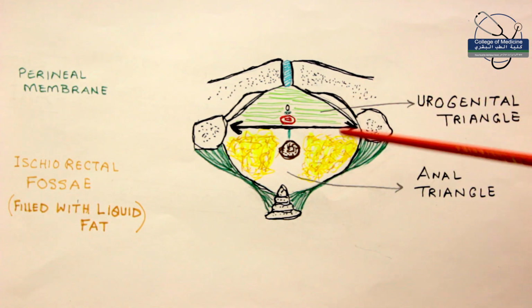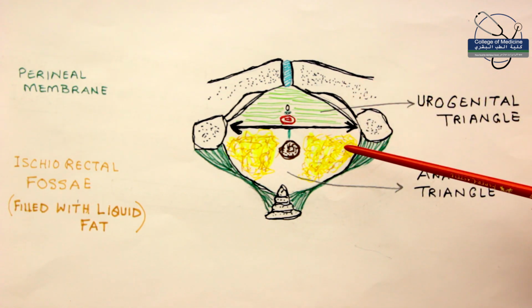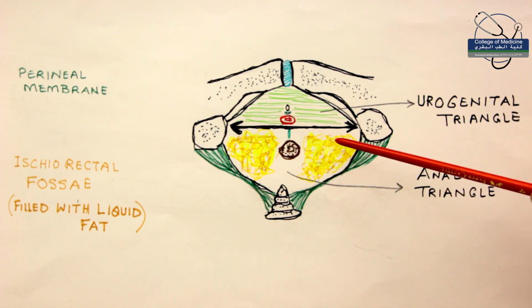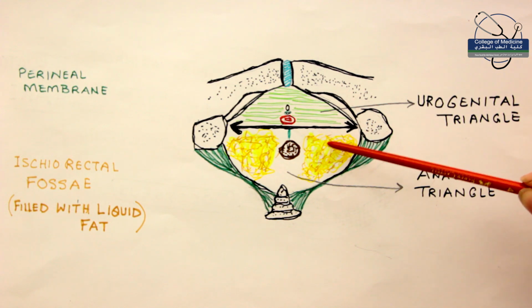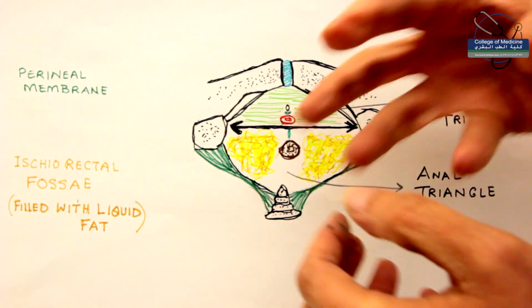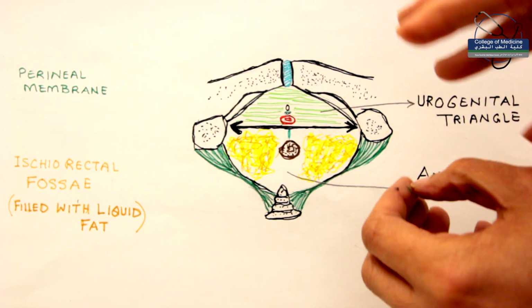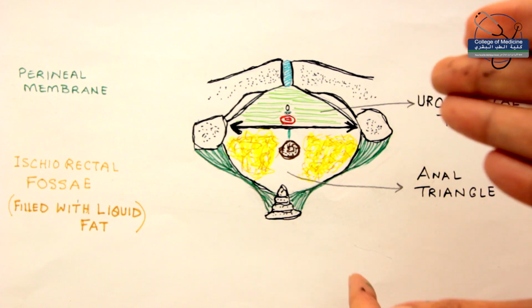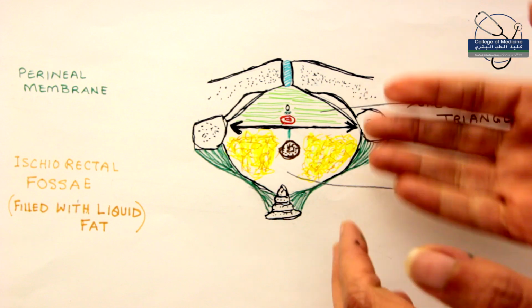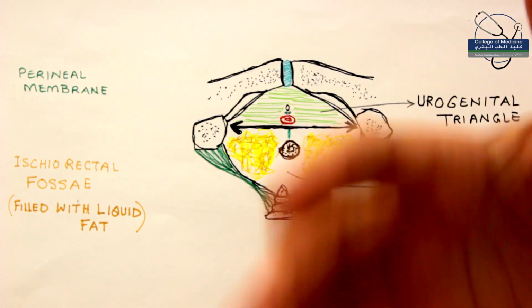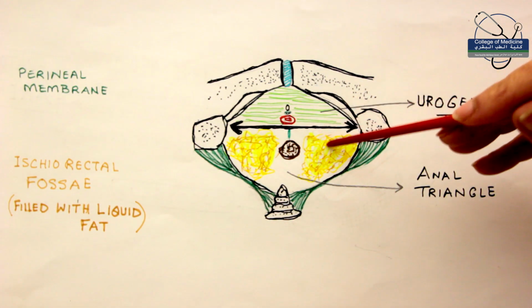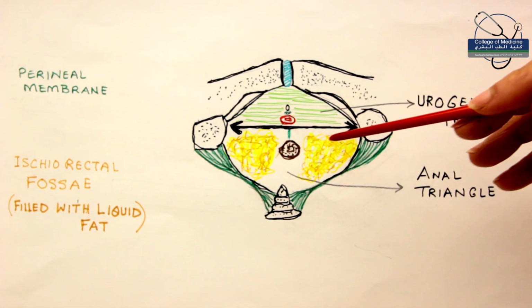All right, so here you can see there are two structures on either side of the anal canal. They are actually wedge-shaped spaces. The tapering portion of the wedge, you have to imagine, is facing upward towards the body, and the base of the wedge, which is shown to you, is at the lower level, facing the perineal region. These wedge-shaped spaces are known as ischiorectal fossae.